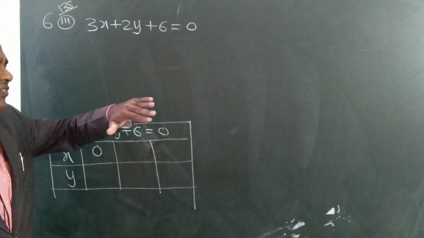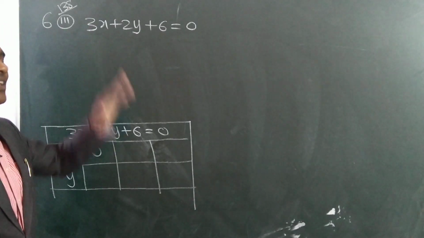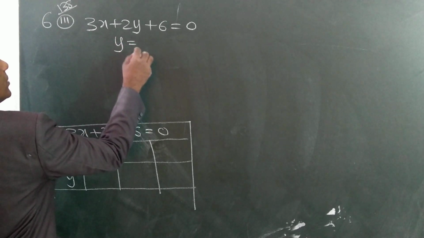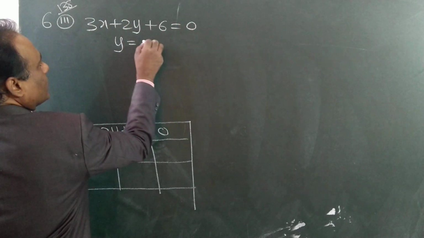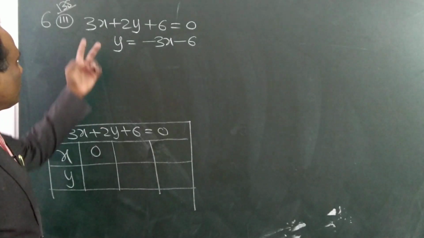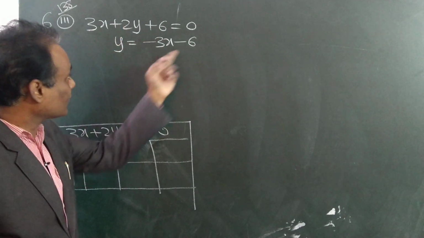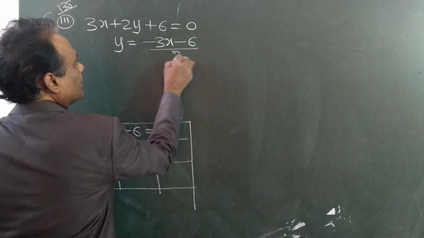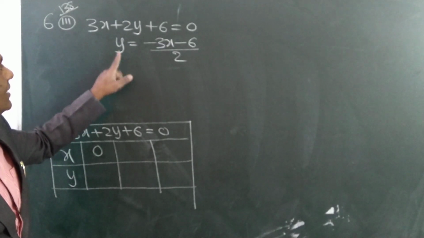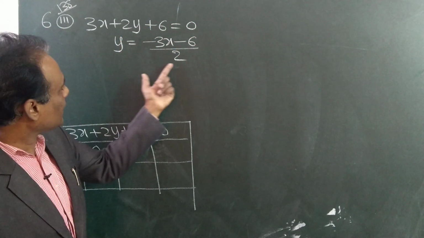Otherwise, first you can prepare it in the form of y = something, then directly you can keep on substituting the x values. That method also you can do. Suppose I write y = something, what does it become? Plus 3x on the right side becomes minus 3x, plus 6 on that side becomes minus 6, so 2y remains, and 2 will be in the denominator. See, the same equation can be written as y = (-3x - 6)/2.